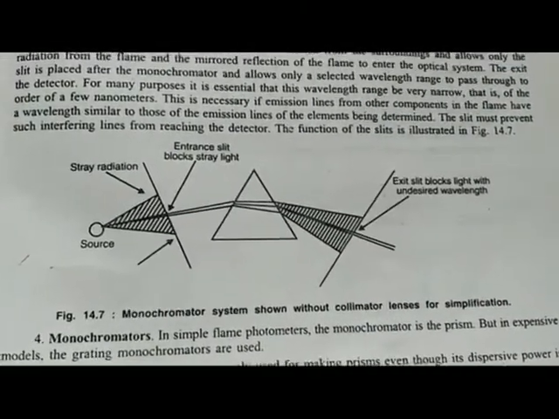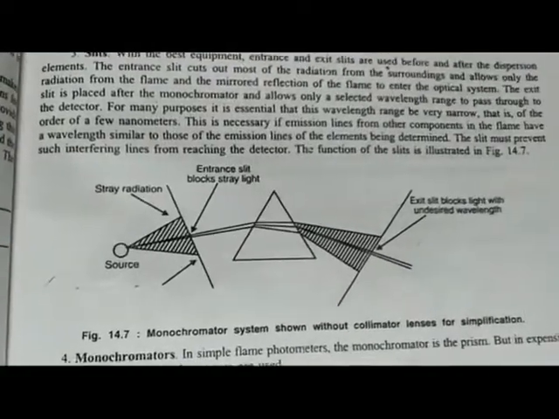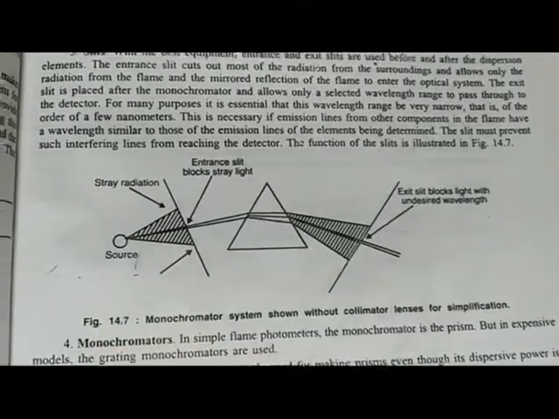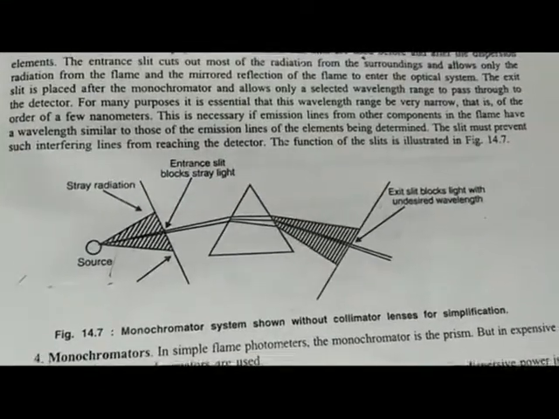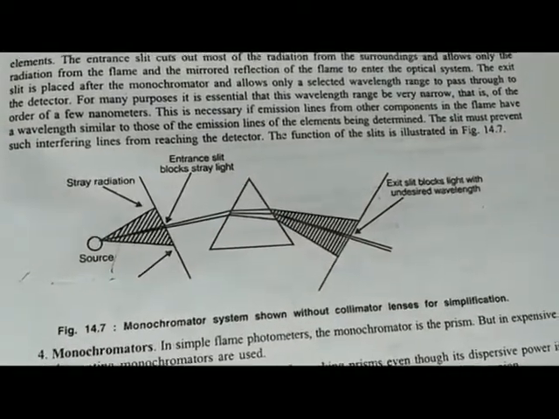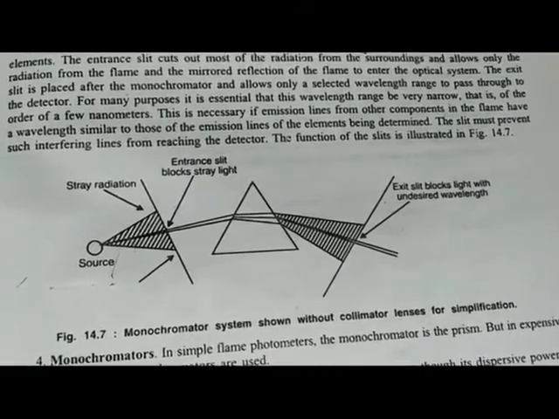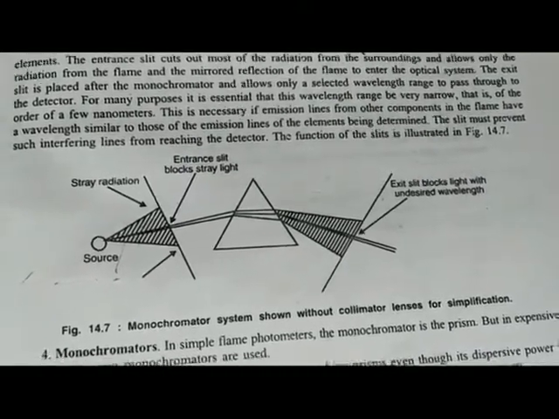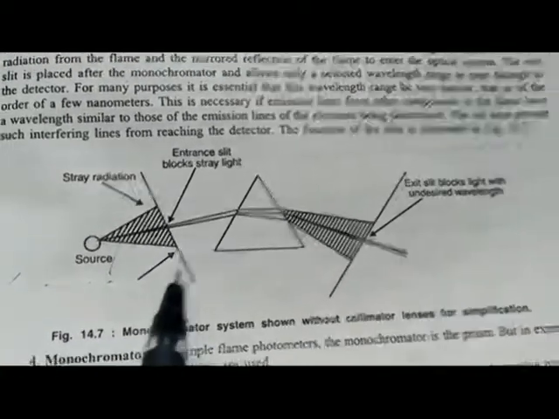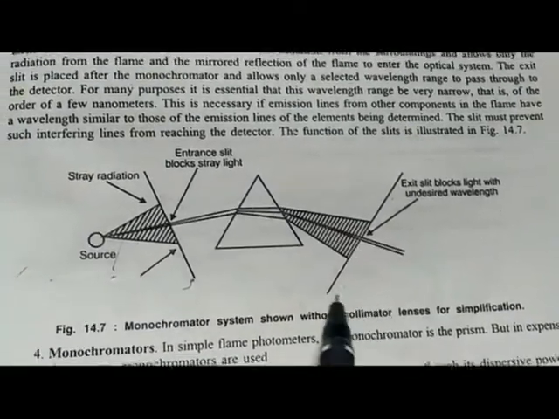So in order to maximize the radiation, we use a mirror at the burner. So near the flame we use the mirror. Here we use the concave mirror. So the concave mirror covers as wide a solid angle from the flame as possible. Next we use the slits. Here we see the slits. This is the entrance slit and the exit slit.